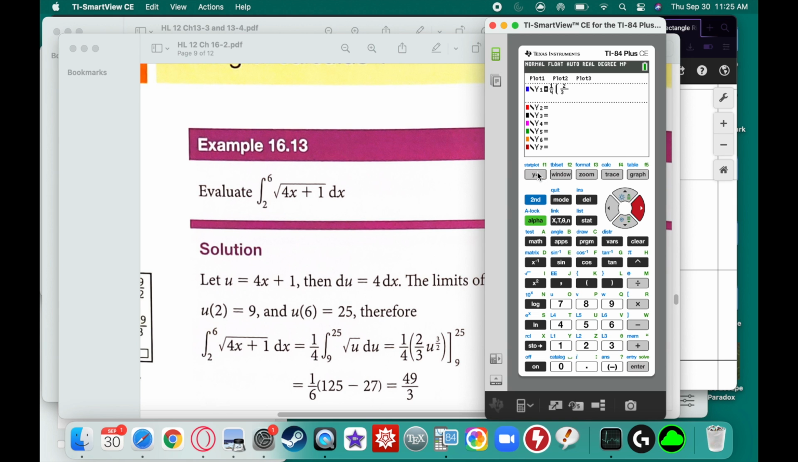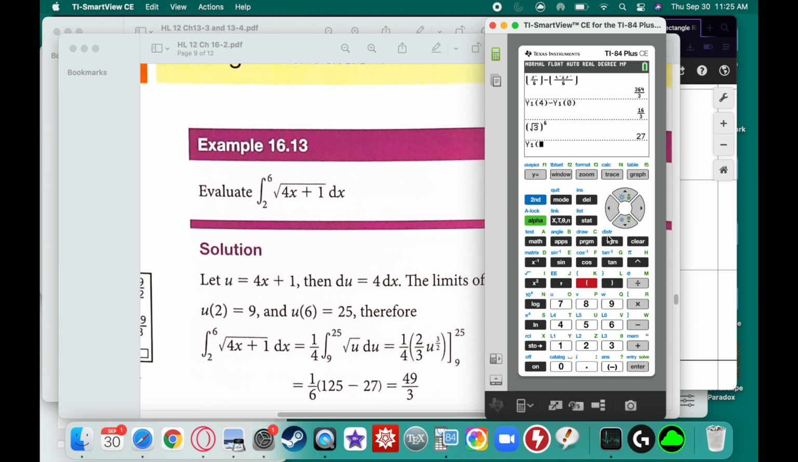2 over 3 x to the 3/2 power. There we go. So I actually type my integral in the calculator. Okay. I come back out here and I'm like, okay.